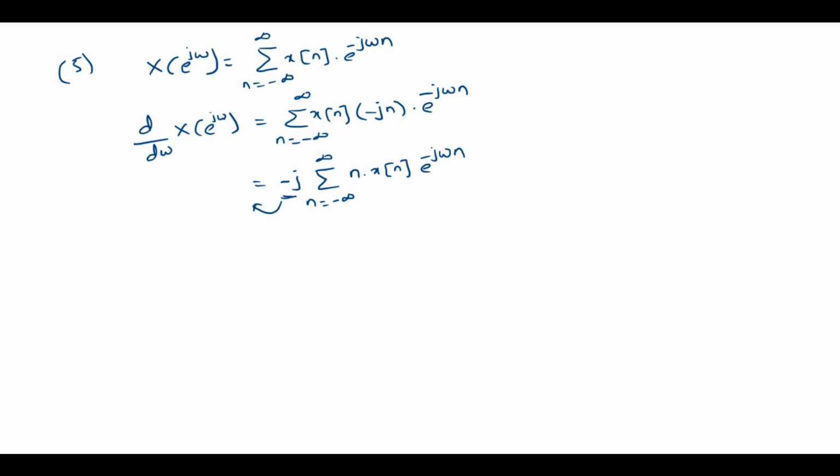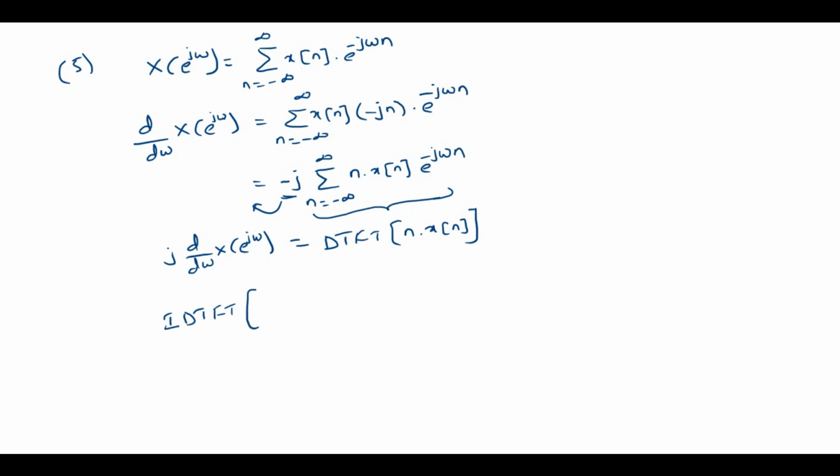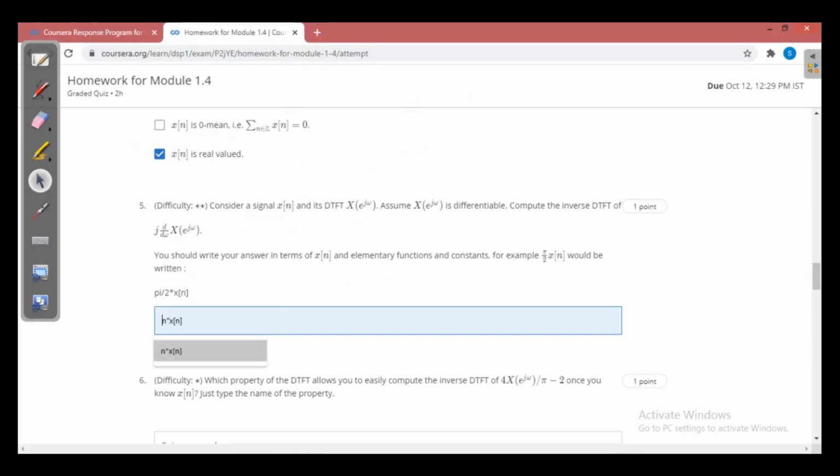So it becomes j into d by d omega of x of e power j omega. And this summation part is nothing but the DTFT of n into x of n. Now the inverse DTFT of j into d by d omega of x of e power j omega is equal to n into x of n. So here you write n into x of n.